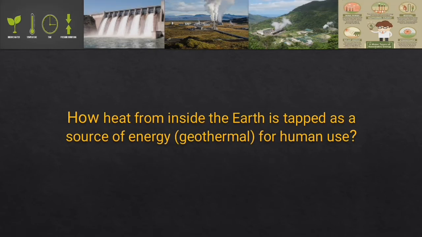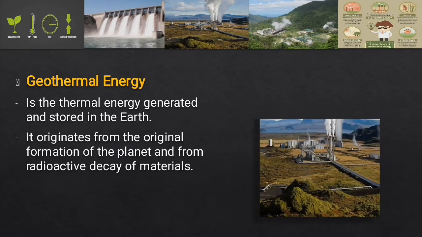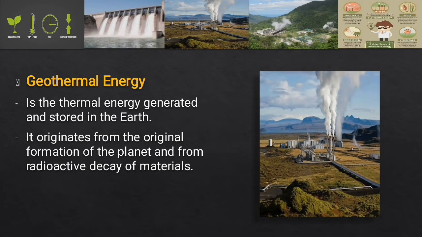How is heat from inside the earth tapped as a source of energy for human use? Geothermal energy. It is the thermal energy generated and stored in the earth. It originates from the original formation of the planet and from radioactive decay of materials. This heat from the Earth's interior is a source of energy called geothermal energy.